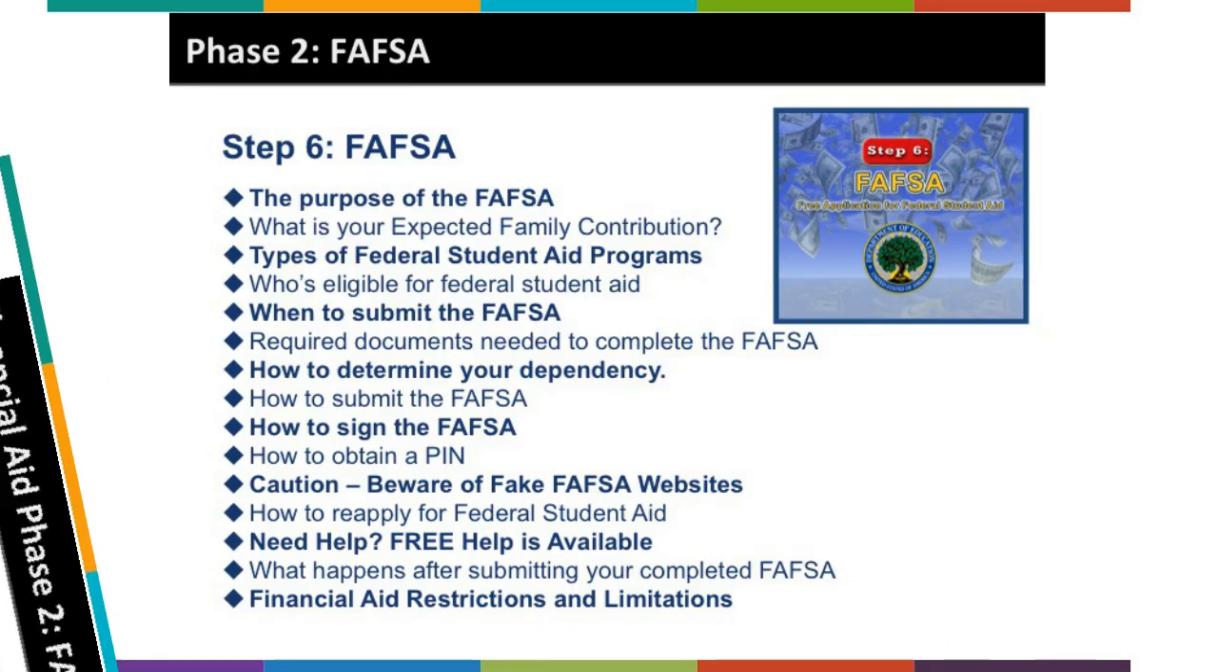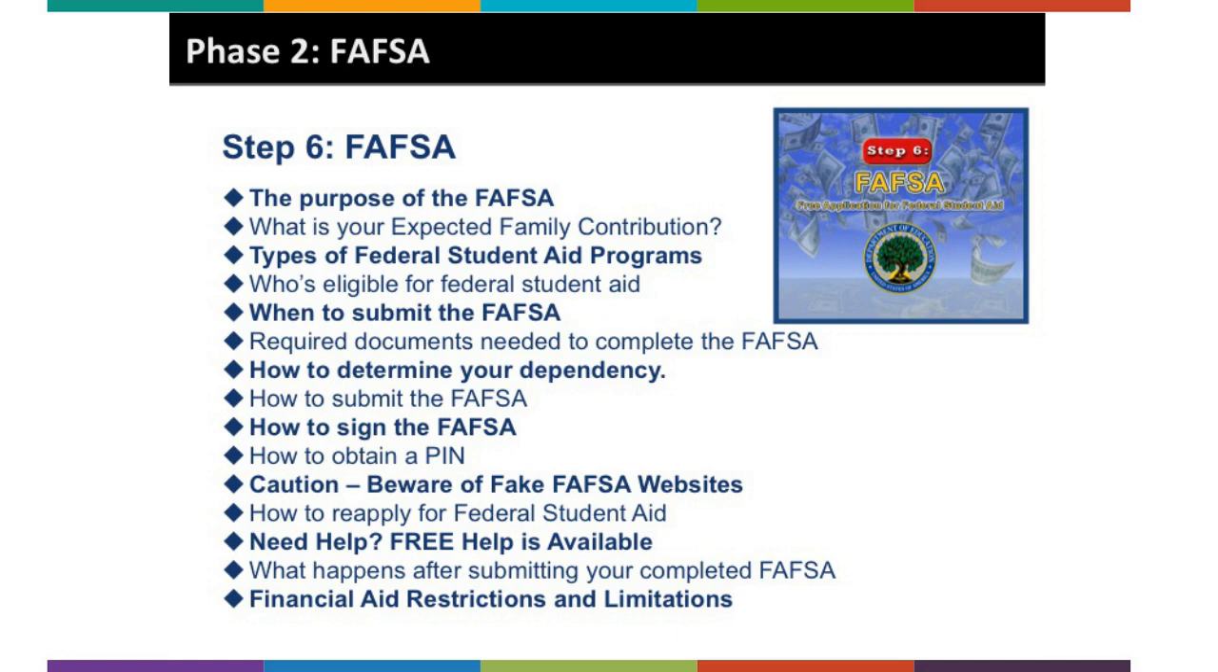In Step 6, the FASW, we're going to cover the following topics displayed on the screen, such as the purpose of the FASW, types of federal student aid programs, who's eligible for federal student aid, when to submit the FASW, how to submit the FASW, and many more of the topics displayed on the screen.